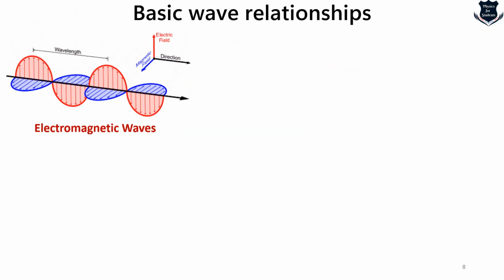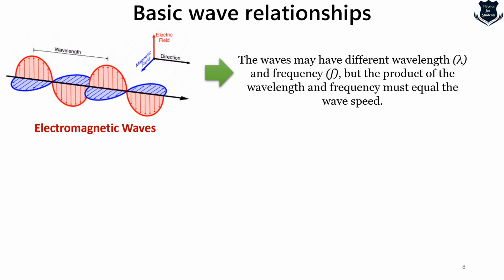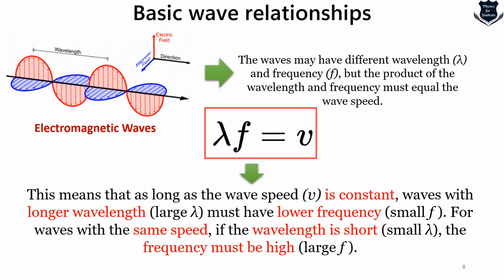For this kind of electromagnetic waves, the waves may have different wavelength lambda and frequency, but the product of the wavelength and the frequency must be equal to the speed. So lambda f equals v is what this tells. This means that as long as the wave speed v is constant, which is important, waves with longer wavelength, that is large lambda, must have lower frequency, small f. Likewise for waves with the same speed, if the wavelength is short, small lambda, the frequency must be large. This is the concept written in terms of the equation.